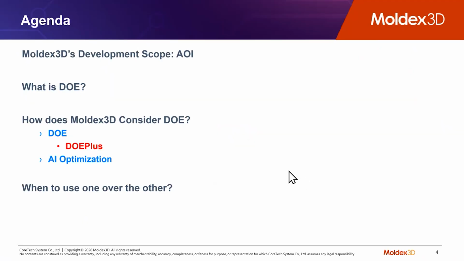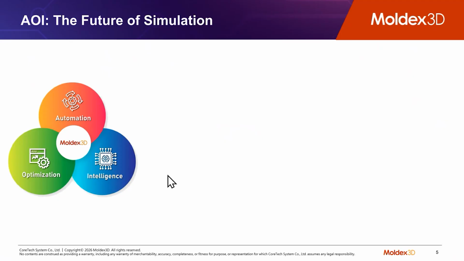All right, today's agenda, we're going to talk about what is the MoldX3D development scope, which we call AOI. We'll talk a little bit about DOE and what capabilities have existed with the DOE function for several years. Then we'll talk about the newer function that is called AI optimization and how we can harness algorithmic-based optimization criteria as opposed to the current Taguchi array type of DOE approach that we've had in the past. And then we'll go over the pros and cons of both of them. They both have their own situational benefits and detriments.